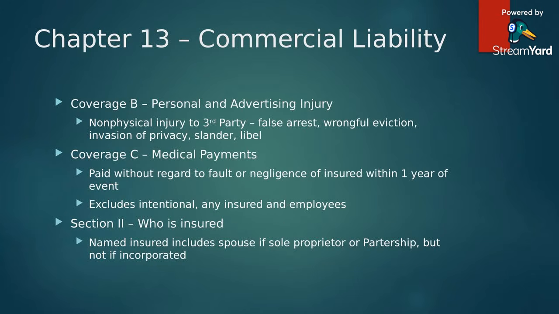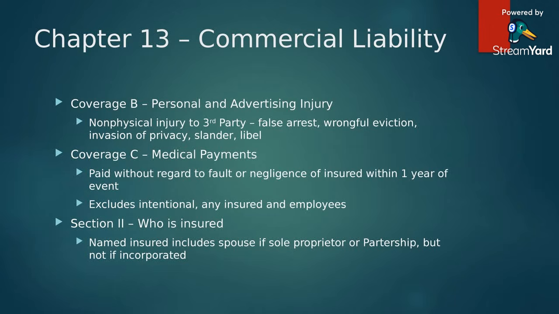Coverage B, this is going to be personal and advertising injuries. CGL's Coverage B is going to cover specific acts that result because of non-physical injuries to a third party due to offenses defined as injury to another's character or reputation arising from things like false arrest, wrongful eviction, invasion of privacy, slander, or libel, either oral or written in any manner, or oral or written publication that violates or invades the privacy of another.